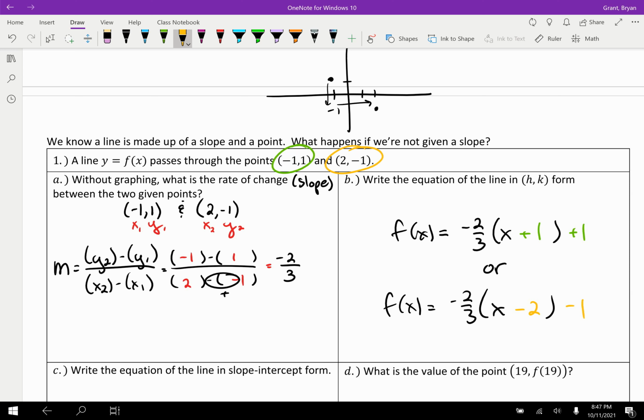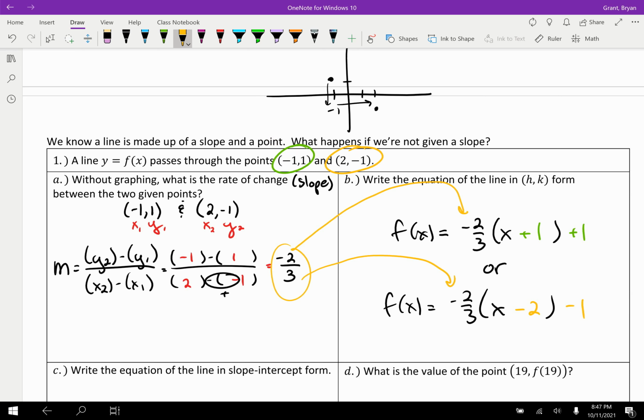And you're right. HK form can use any point. They gave us 2 points. You just need to pick one. But as a reminder, if they don't give you the slope here, you do have to do the extra step of finding the slope first. If you need to draw yourself some arrows, not a bad thing to remind you when you have a quiz on this next class.